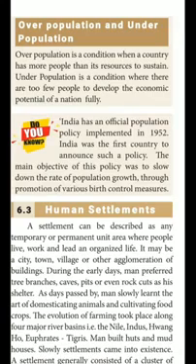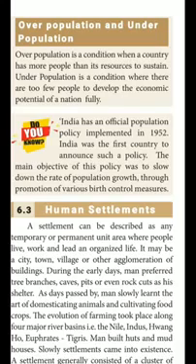So India has an official population policy implemented in 1952. So India was the first country to announce such a policy. The main objective of this policy was to slow down the rate of population growth through promotion of various birth control measures. Now listen, if the population is going on increasing, what will happen at last? We are not having any place, or we are not having enough food, that air will become mass, isn't it? Like that it will be.